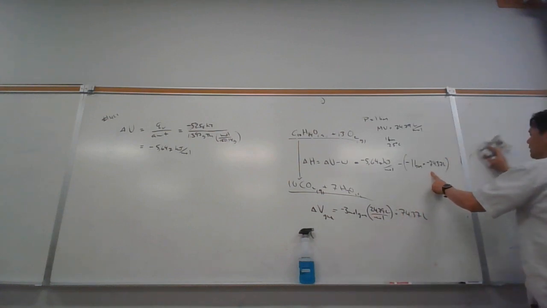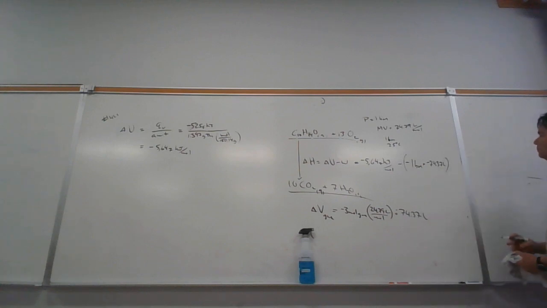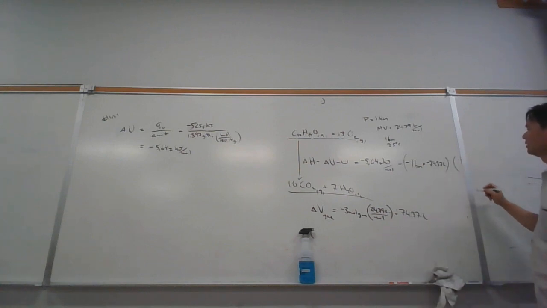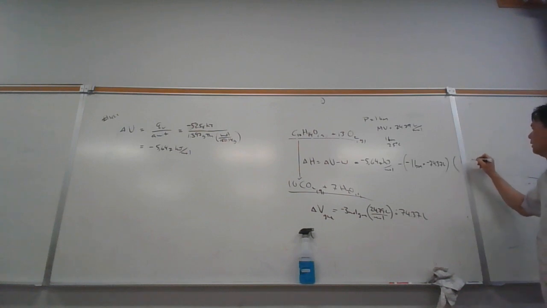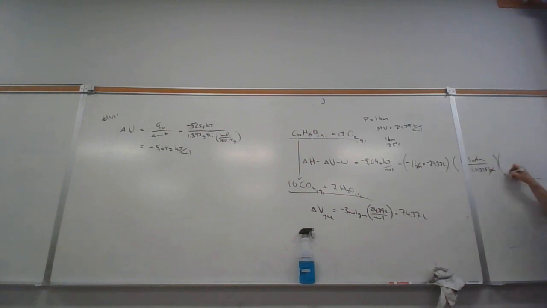And so this is going to give us liters bar. I need to convert that to liters atmosphere. So 1 atmosphere is equivalent to 1.01325 bar. This gives me liters atmosphere. And then I'm going to use the one I memorized, 101.3 joules per liter atmosphere. And then I want the units to match. So this is in kilojoules, I need to make this in kilojoules too. So 1 kilojoule is equivalent to 1,000 joules.